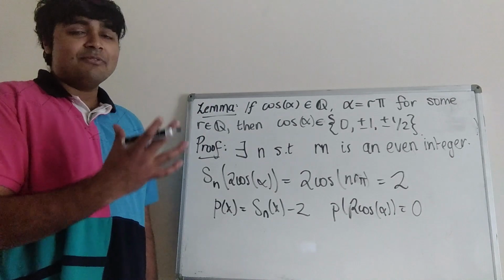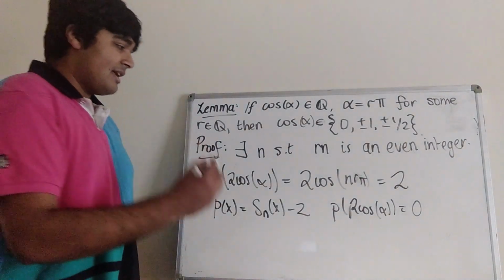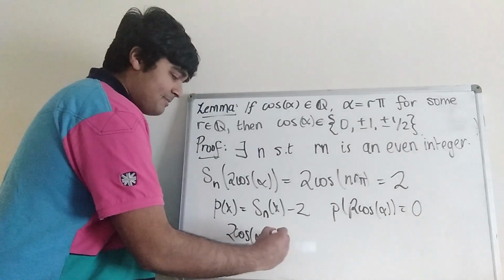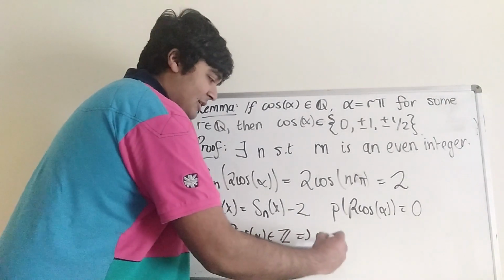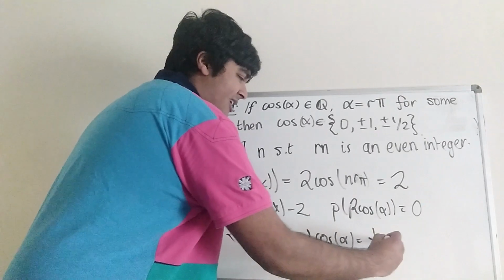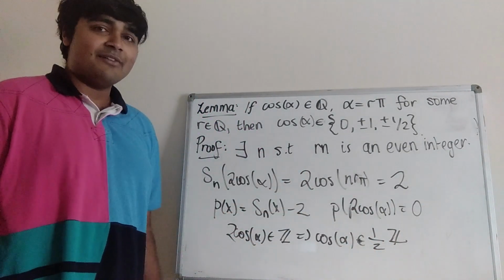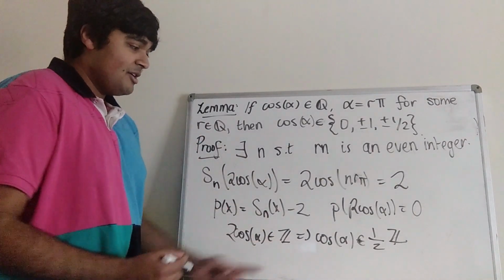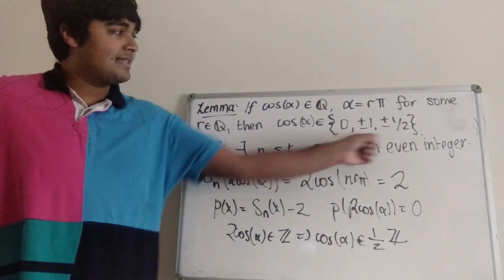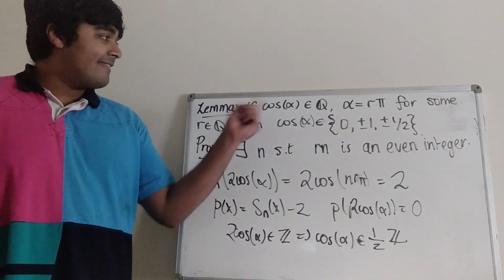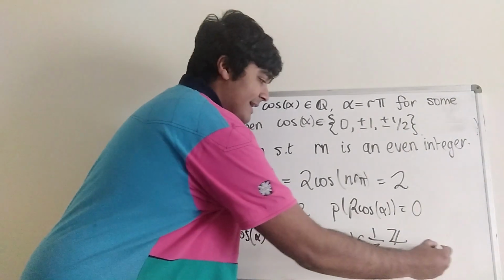So 2 cosine alpha divides an integer, so that means that 2 cosine of alpha must be an integer. So that must mean that cosine of alpha is a half times an integer. But remember, cosine of alpha has to be between minus 1 and 1, so that tells us that cosine of alpha must take one of these values here. It can't take any other value. And that proves this lemma here.